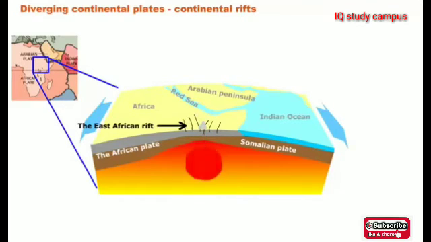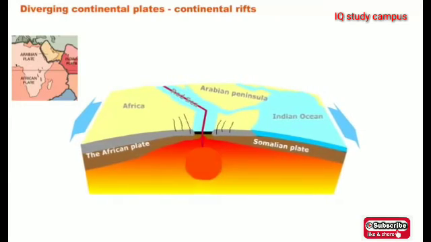The two lithospheric plates are moving away from each other. Now, when two continental plates are moving away from each other, we get what's called a continental rift. Below continental rifts, magma is generated by partial melting of the mantle. Thus, rifts are associated with a lot of volcanism. We have a lot of volcanic activity happening here.